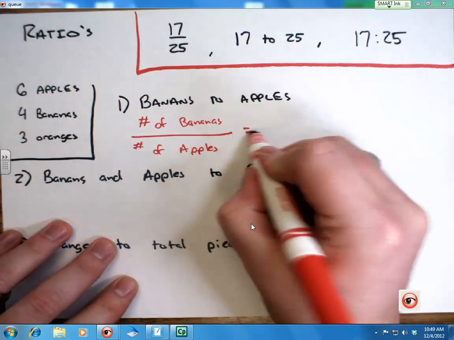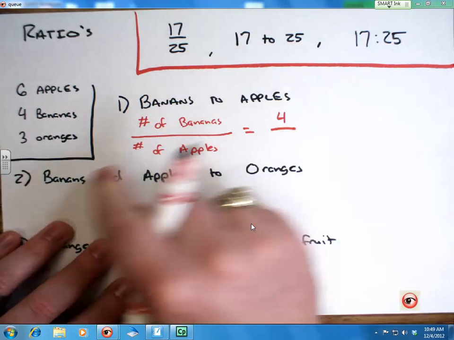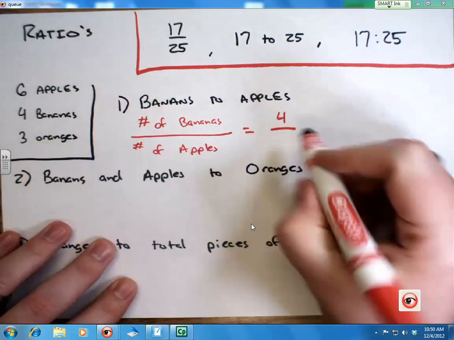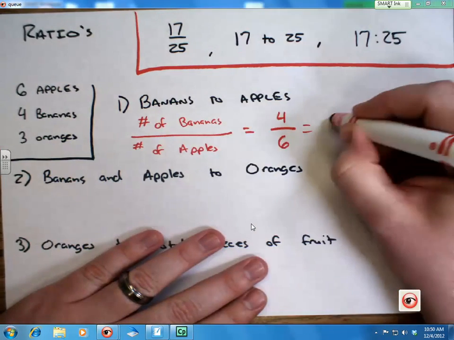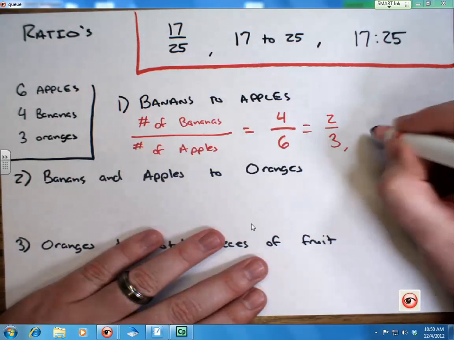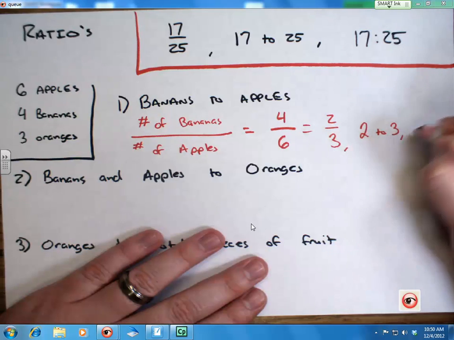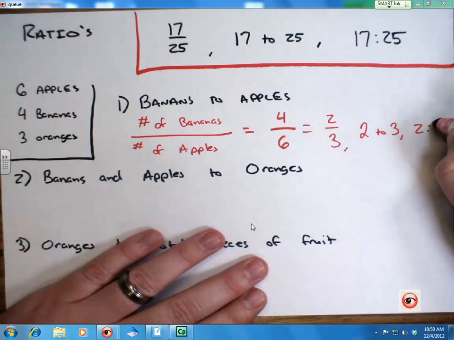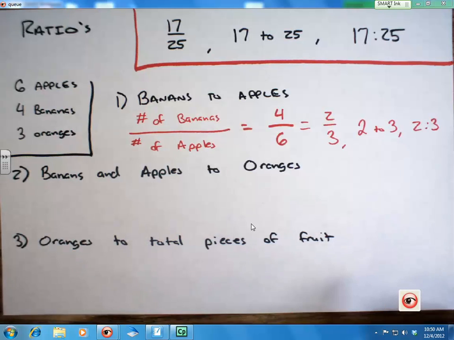Okay? So I have 4 bananas. That's my numerator there. And I have 6 apples. Okay, so it could be 4 to 6. Or we could simplify that down to 2 to 3. Or we could also write it with the word "to," so it could be 2 to 3, or it could also be 2 colon 3. Okay, all of those are acceptable ways to write my ratio. It's not too difficult, I don't think.